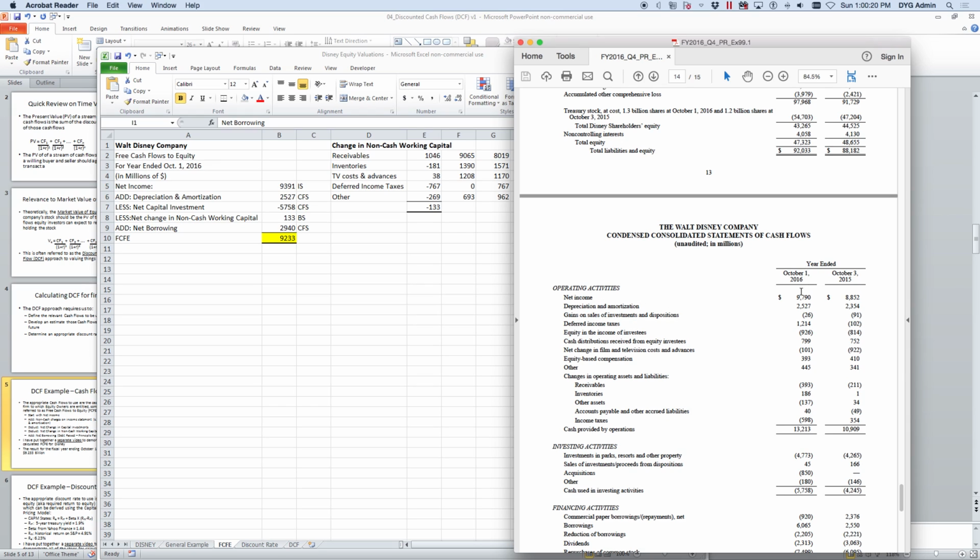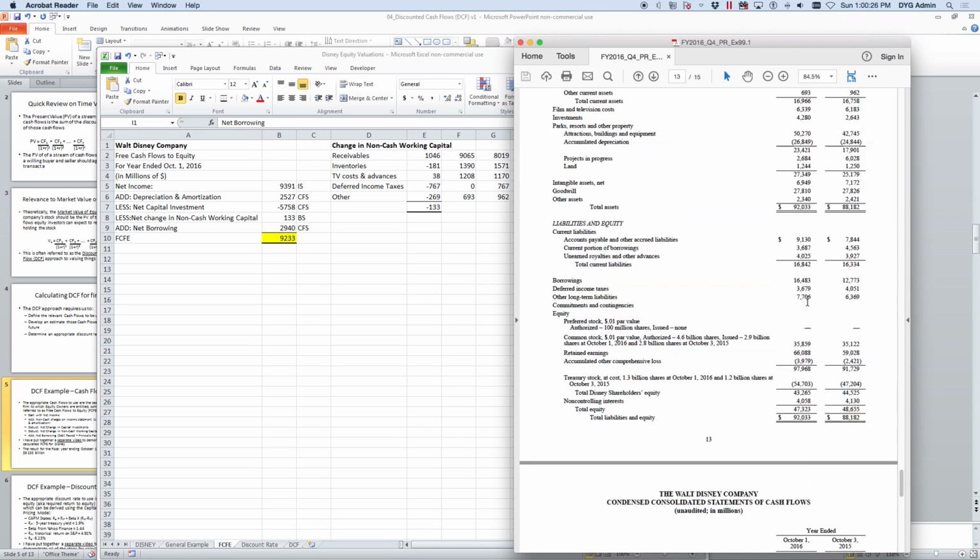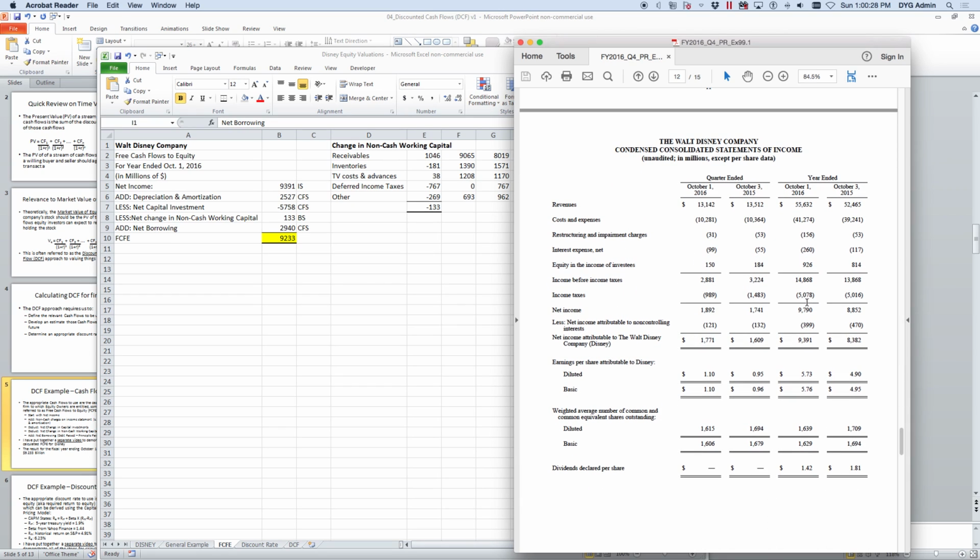Here, the net income for the year ended October 1st, 2016 is 9790. If you go look up here, you see that's 9790 and goes down to 9391 because you deduct out some non-controlling interest. I'm going to use the 9391. That's a complexity in the real world. I don't want to spend a lot of time explaining it here, but it has to do with when you consolidate affiliates.